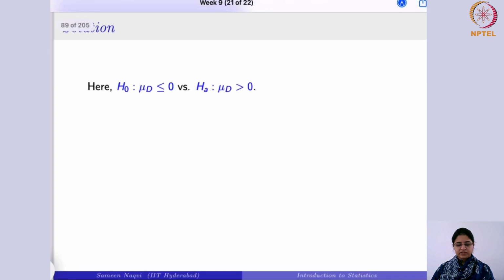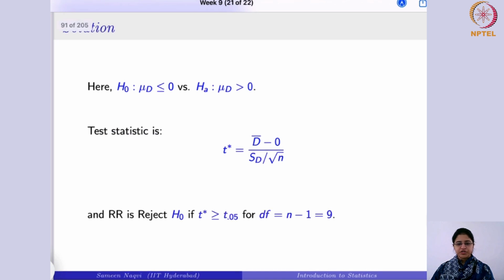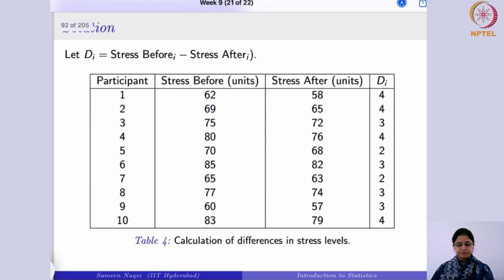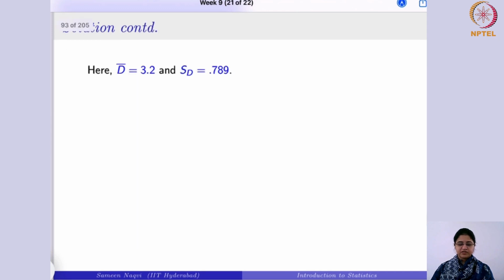So that is why we write that difference mu d, that would be your alternative, and this is going to be your test statistic because here d naught is 0 and you are going to reject the null at 9 degrees of freedom because it is n minus 1. So you will calculate these di's for each pair of observations. You can get this too.